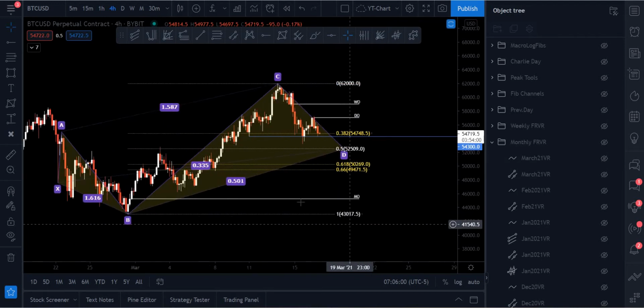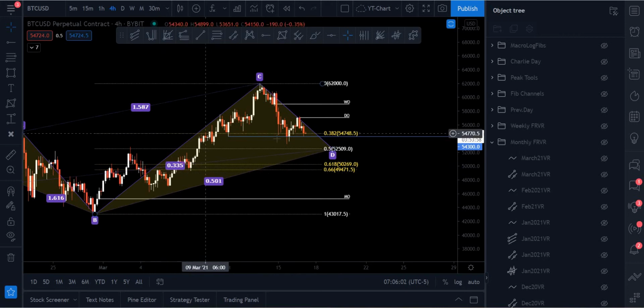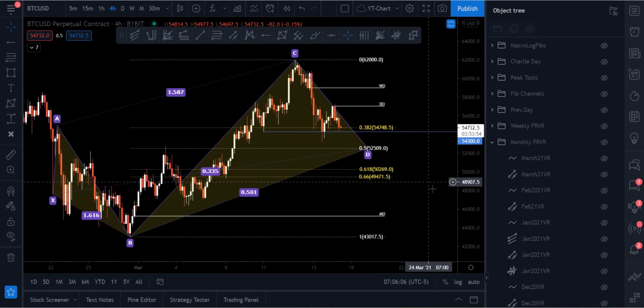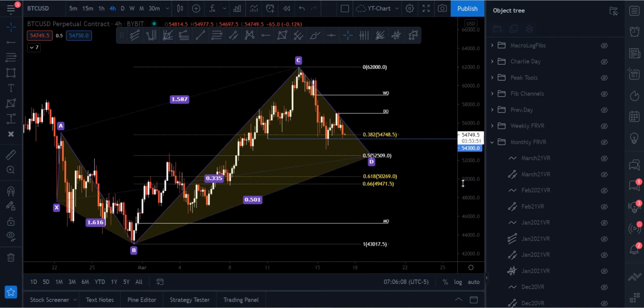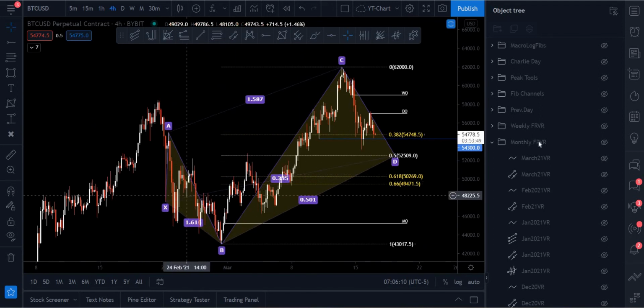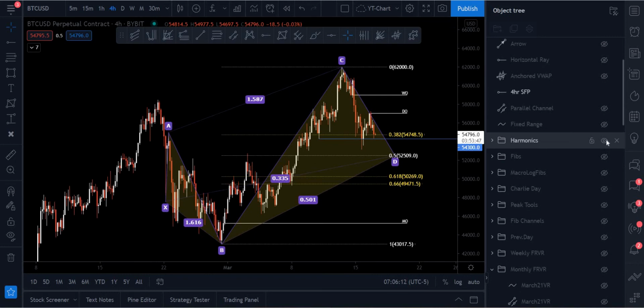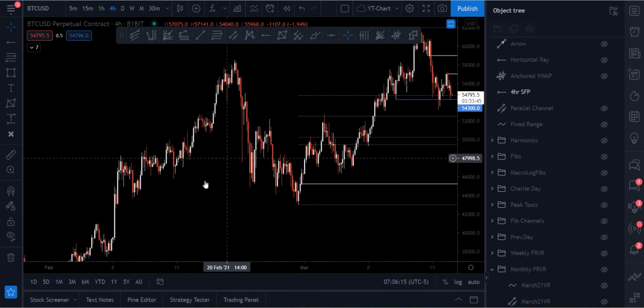So what do I mean by that? You have to have an AB equals CD on the 50% retrace of a 5.0 shark. That is in Scott Carney's second book that he wrote. He's the creator of this pattern. And so if we go to the original one right here, you did have that.